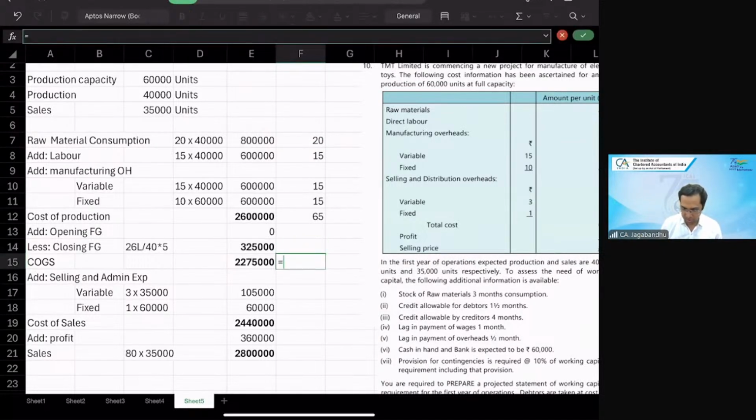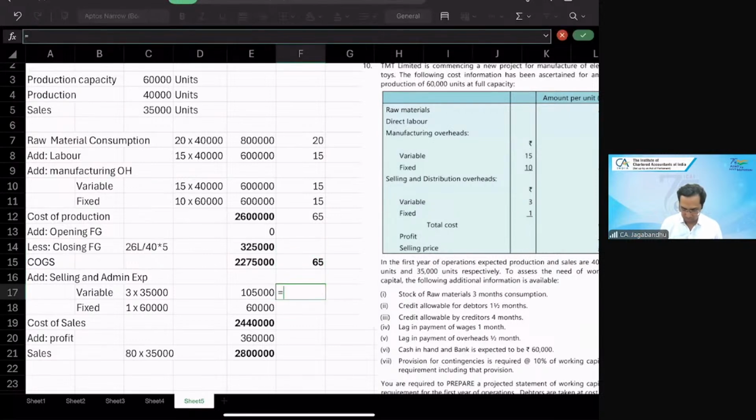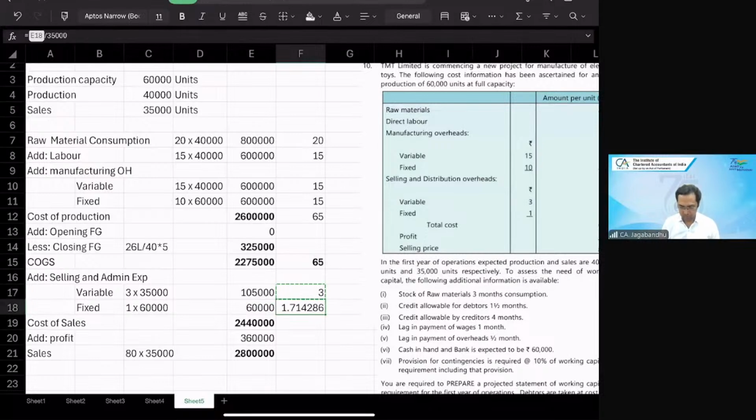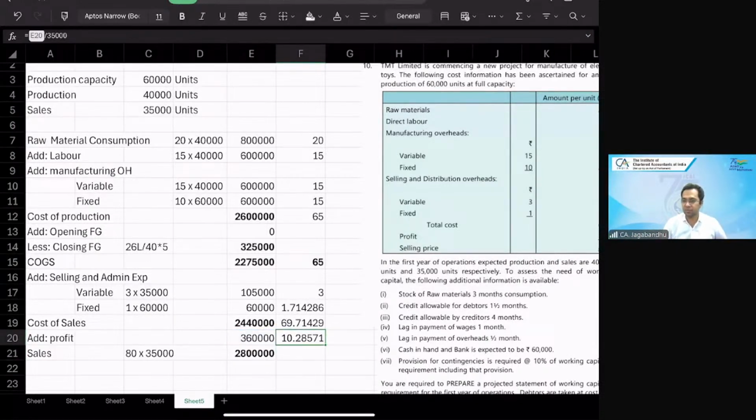Right. So your COGS into this divided by 35,000. Your per unit numbers are this now. The same applies over here. And again over here it will be 3,60,000 divided by 35,000 because you're selling 35,000. So per unit figures are changing due to not being at the 60,000 units level. Very clear?